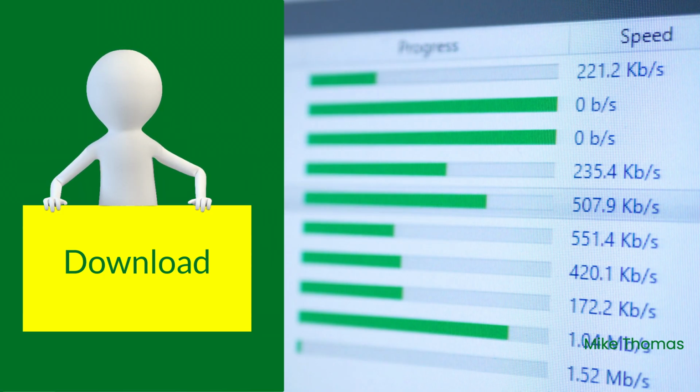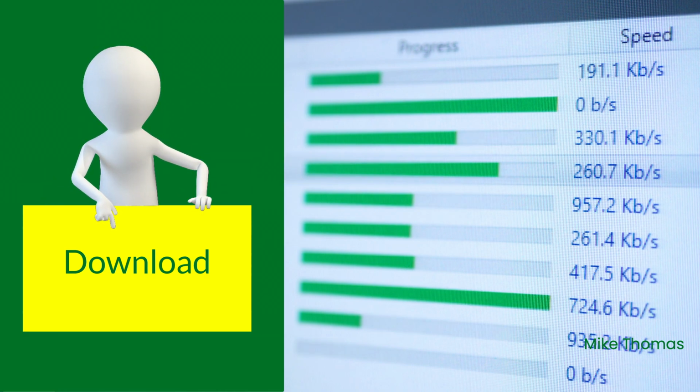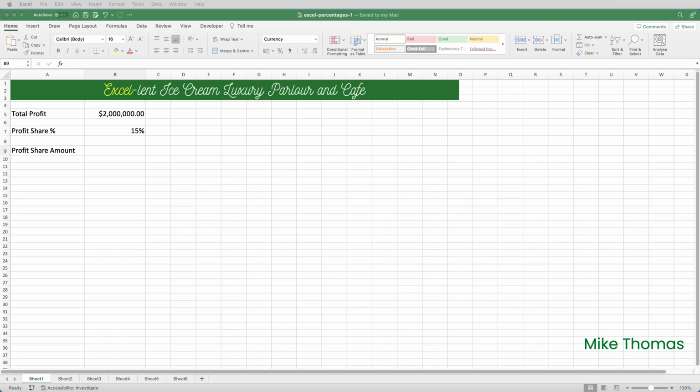If you want to follow along, you can download a copy of the demo file from the link in the description below. Let's start with a simple example. Excellent Ice Cream have made $2 million profit, and 15% of this profit is to be put into a pot and shared amongst the employees. The question is exactly how much money will go into the pot.